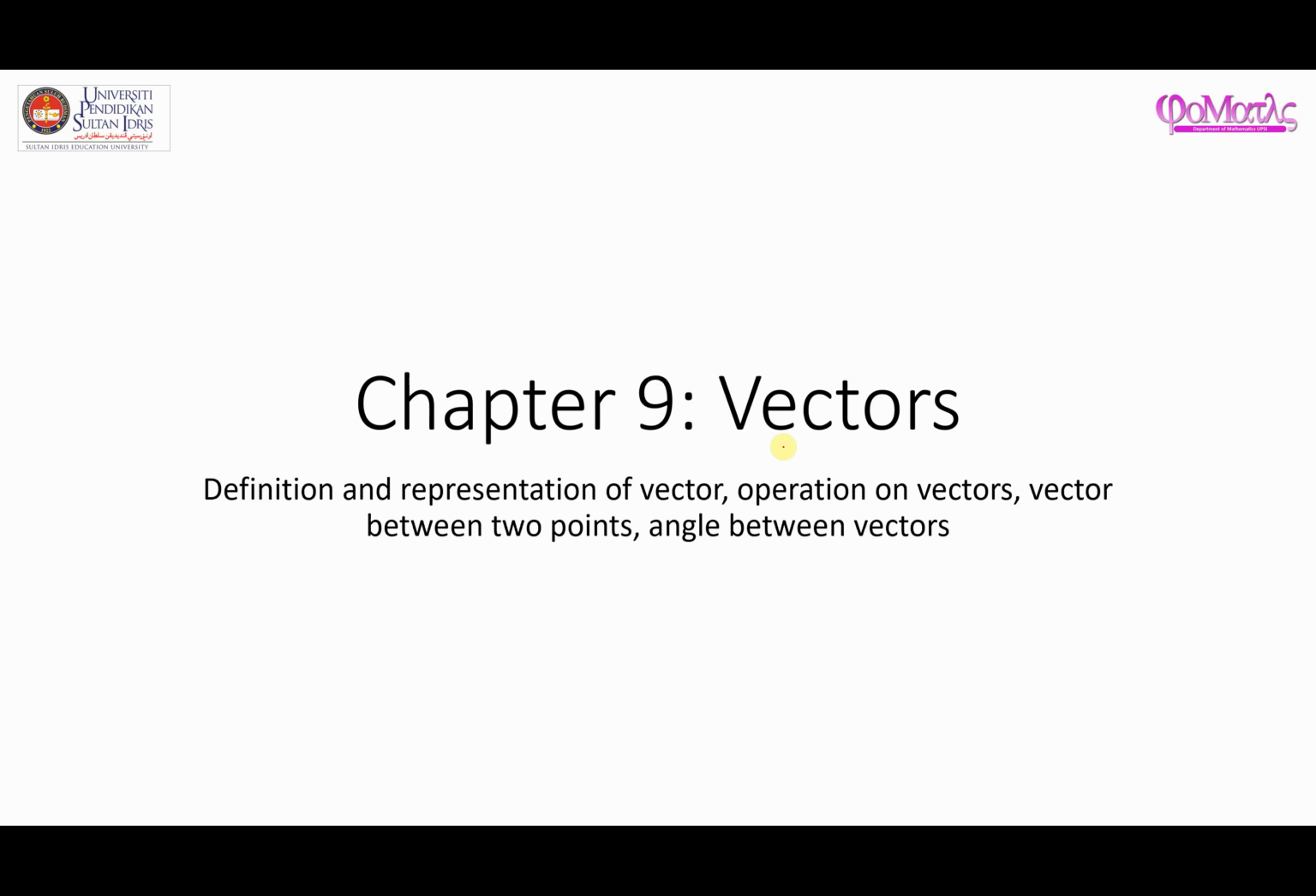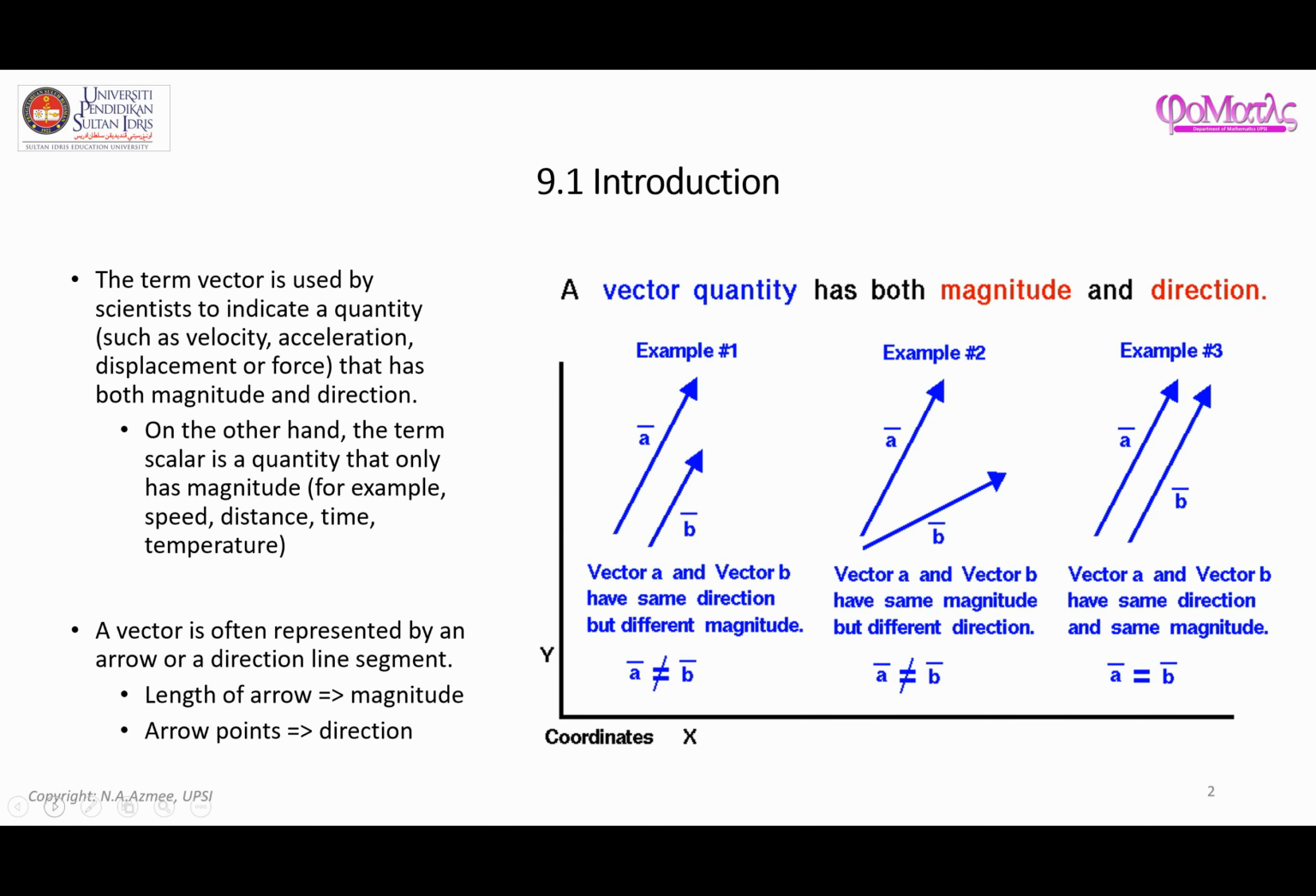And in this chapter, it is all about vectors. Okay, so the term vector is used by scientists to indicate a quantity such as velocity, acceleration, displacement, or force. So this quantity here has both the magnitude and direction.